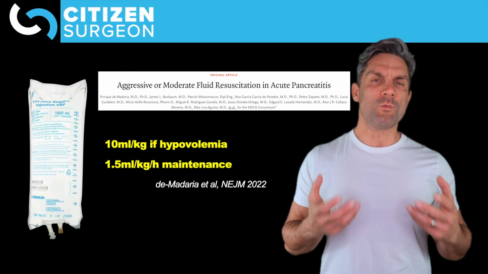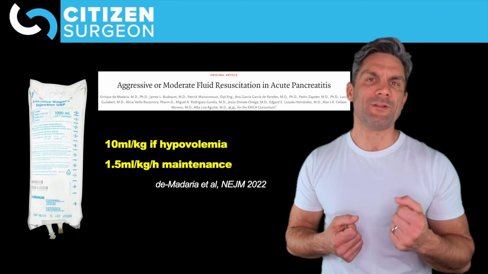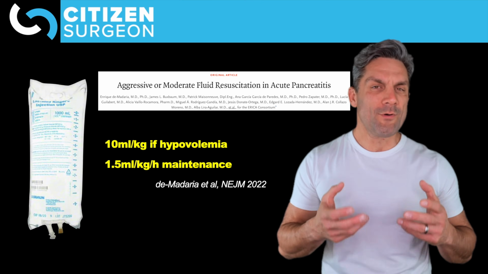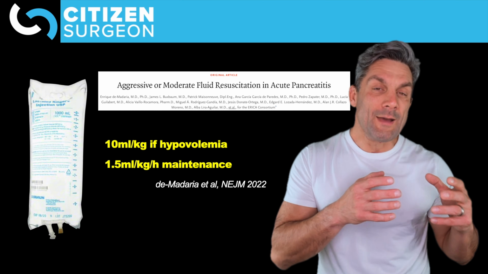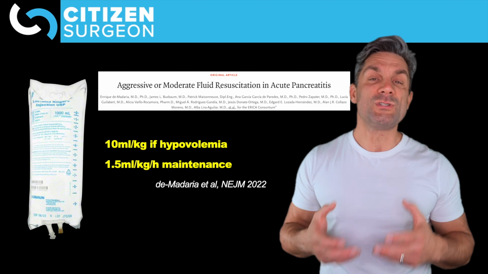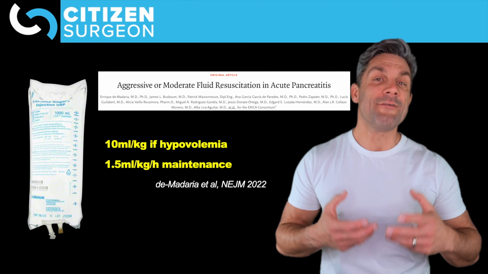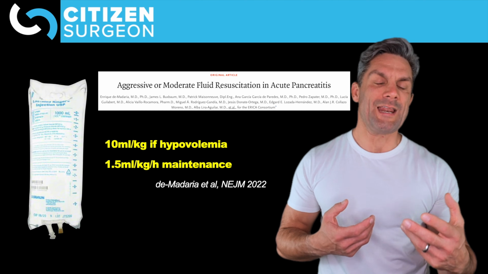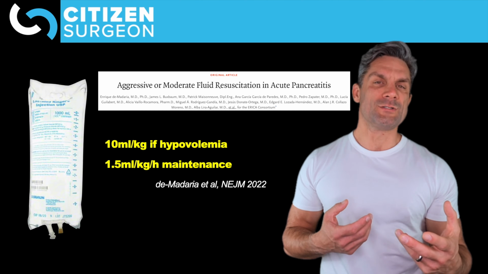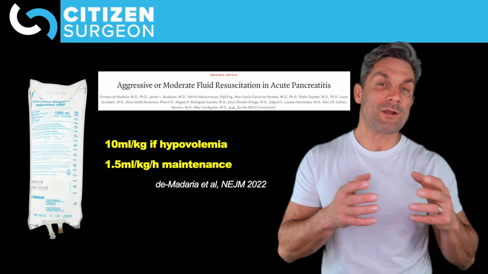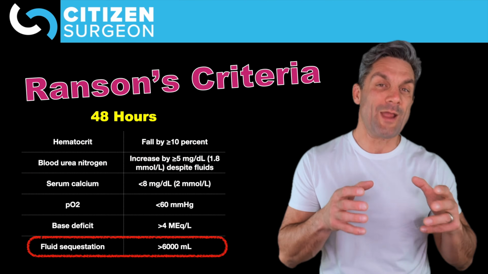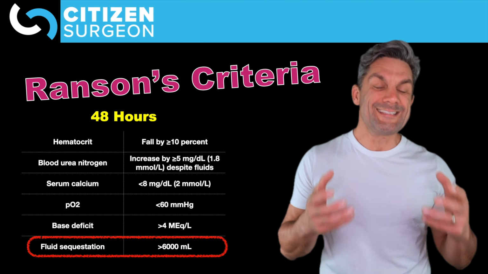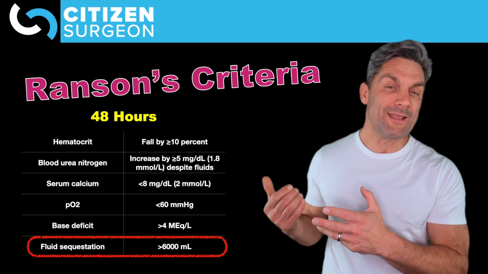Now, why don't we want to aggressively fluid resuscitate that patient? Well, a few videos ago, I put out a video on abdominal compartment syndrome. Now, this is just one complication of fluid overload. But if we aggressively fluid resuscitate and we give multiple liters of fluid, you can see one of the criteria at 48 hours in Ranson's criteria is fluid sequestration. So over 6 liters of fluid, you can see that right here.